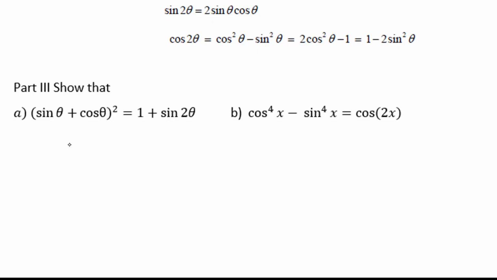This video is about verifying double angle identities. Let's look at these double angle identities. Sine 2 theta equals 2 sine theta cosine theta. Dividing both sides by 2, you could see 1/2 sine 2 theta equals sine theta cosine theta.